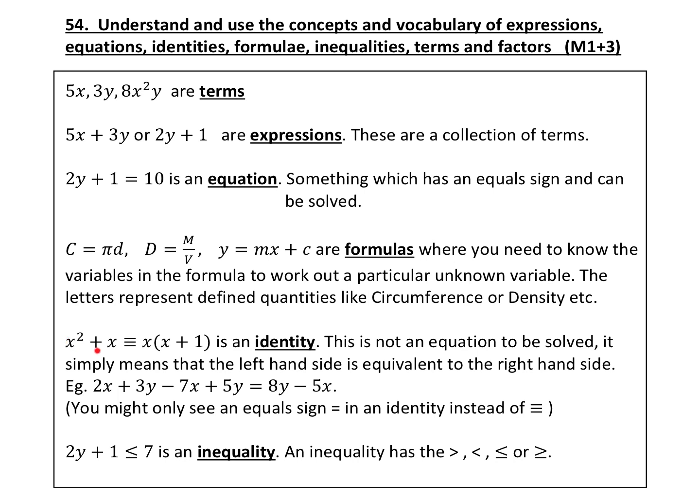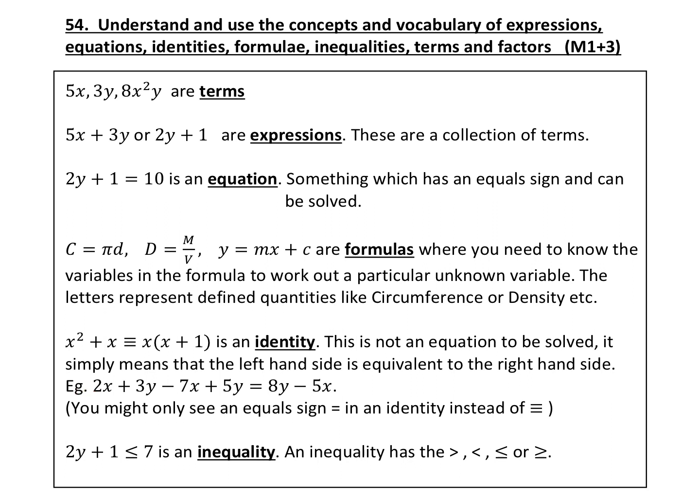This one then, x squared plus x, this sign here is called equivalent to. So x squared plus x is equivalent to, or I suppose the same as, x multiplied by x plus 1. This is called an identity. So another way you could read it is x squared plus x is identical to x multiplied by x plus 1. Now this is not an equation to be solved. It simply means that the left hand side is equivalent to the right hand side. If you try to solve this here, you would get 0 equals 0, which is a bit futile.